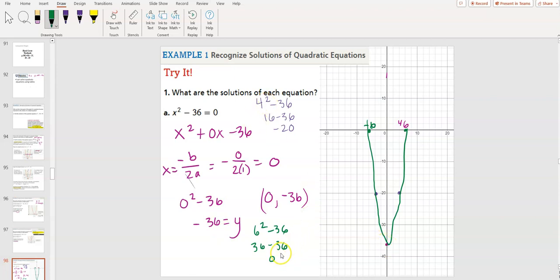Then I plugged in 2 numbers. I plugged in 4 and I plugged in 6, and I got (4, -20) and (6, 0). Sorry, (4, -20) and (6, 0).